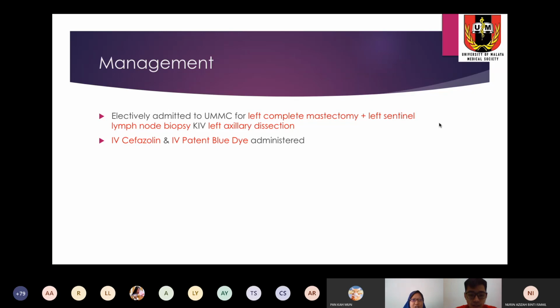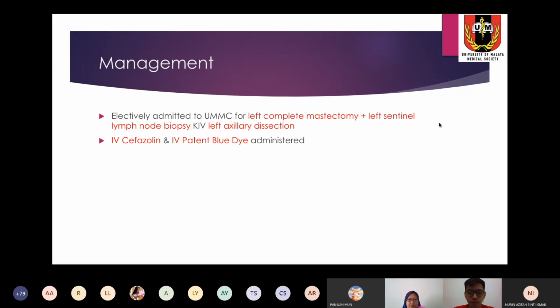The words that you use are not totally wrong. But you have to mention that it's a left mastectomy, or modified radical mastectomy, not left complete mastectomy. You have to write mastectomy. Sentinel lymph node. So why do we need a KIV axillary dissection? It's a very technical and surgical issue. You need to know that for each sentinel lymph node, if you cannot find it during surgery, you have to remove the whole lymph node.